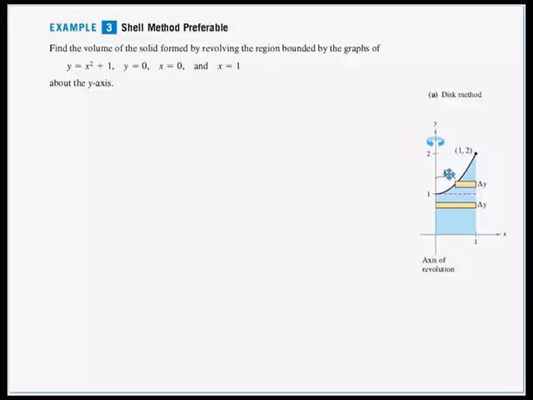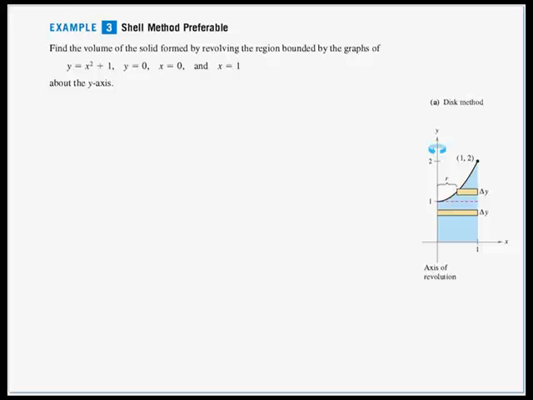Now, we did this problem before with the disk method. Let's real quickly just revisit that to refresh our memory, and then we can compare that to the new shell method and see which is easier. So to do this with the disk method, we want to be perpendicular to the axis of rotation.